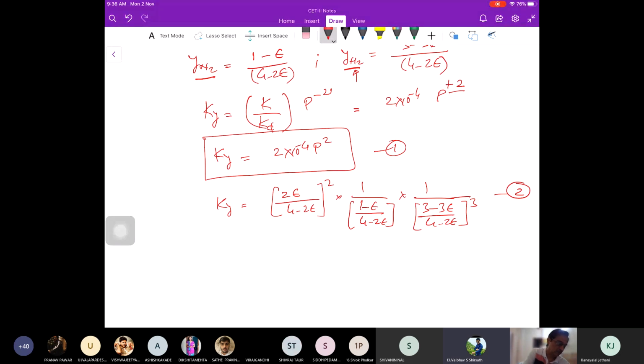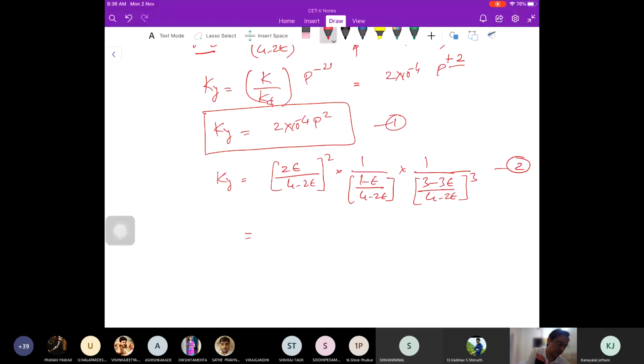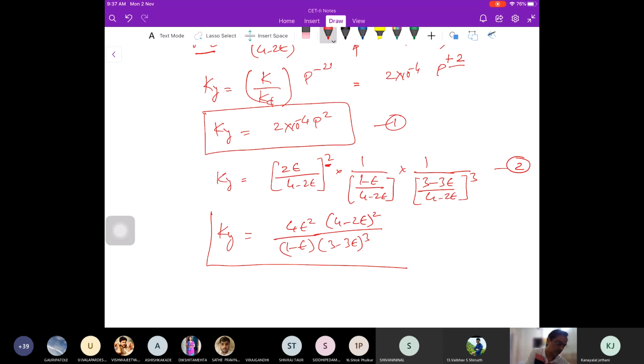Yes, sir. Right, so now we can simplify this, and what we'll get is 2 epsilon whole square, that means 4 epsilon square, और ये ऊपर आ जाएगा तो ये कैंसिल हो जाएगा, एंड डिवाइड बाय 1 माइनस एप्सिलॉन, डिवाइड बाय 3 माइनस 3 एप्सिलॉन होल क्यूब, और 4 माइनस 2 एप्सिलॉन होल क्यूब. सर, स्क्वायर होना चाहिए, 4 माइनस 2 एप्सिलॉन स्क्वायर आएगा क्या? हाँ, ये स्क्वायर है, यहाँ पर स्क्वायर हो जाएगा. ठीक है, इज दैट अंडरस्टूड? Yes, sir.